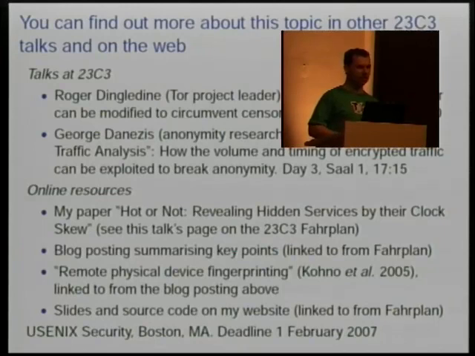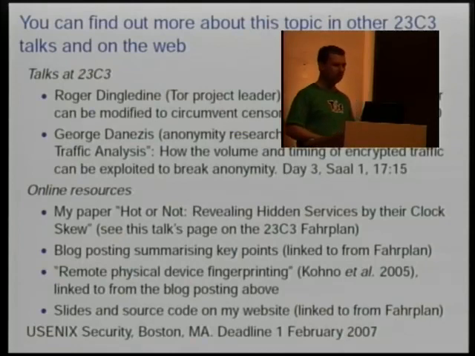So if you're interested in these kinds of cool things to do on security, or you've got any ideas yourself, consider submitting something to Usenix Security. Deadline's quite soon, so get working, but it's a good conference if you have some time to go there.